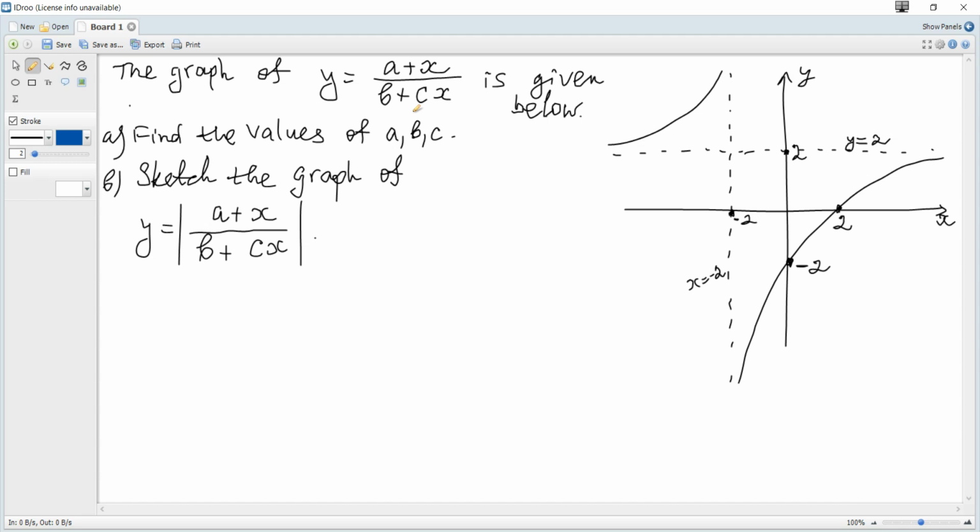The graph of y = a/(b + cx) is given below. Find the values of a, b, c. So how to find the required values?